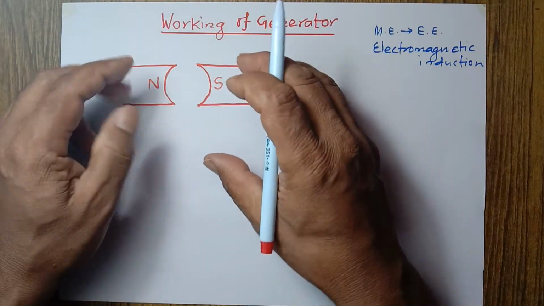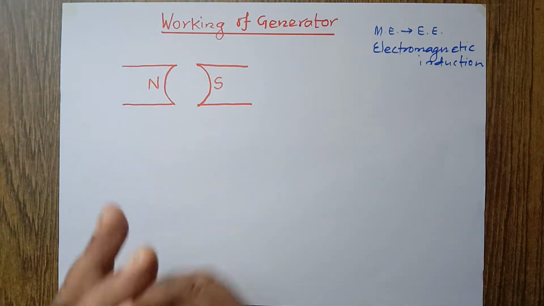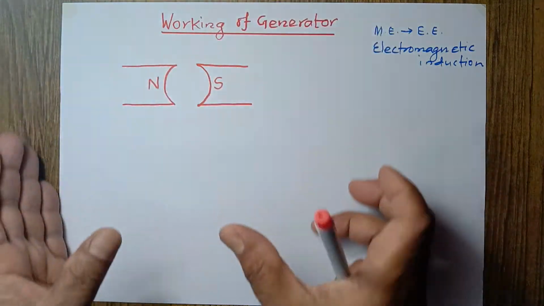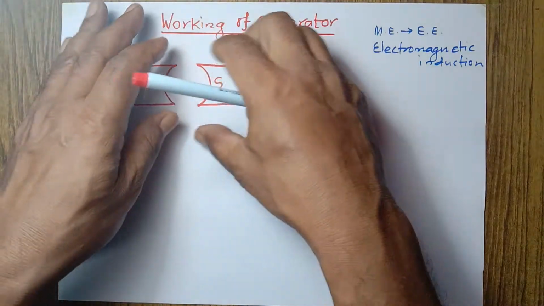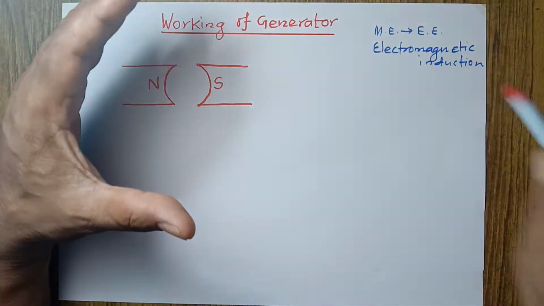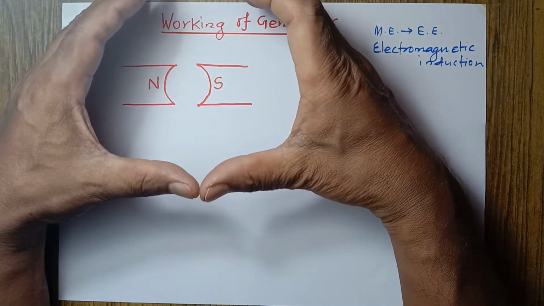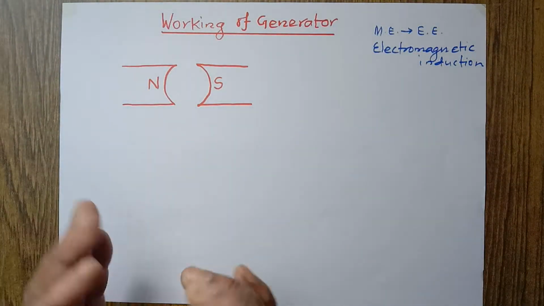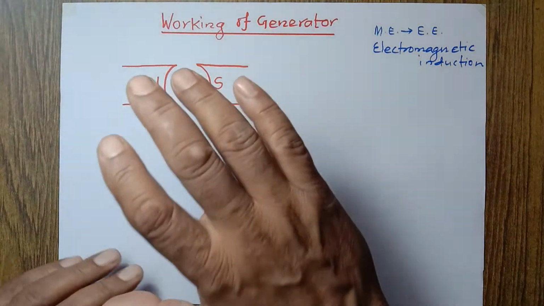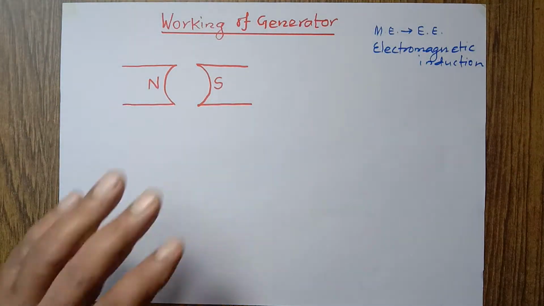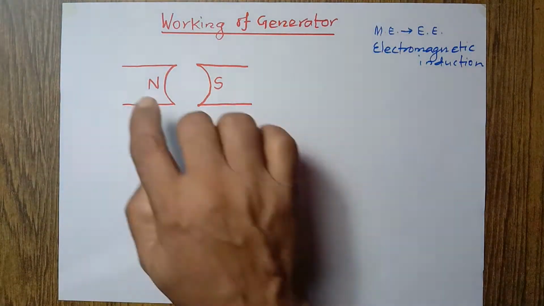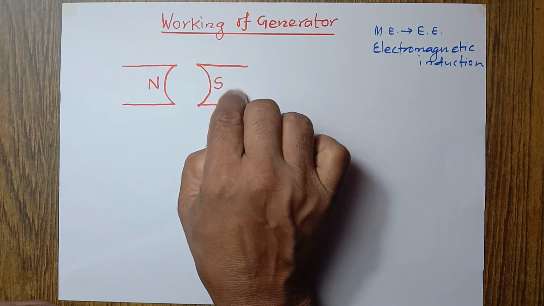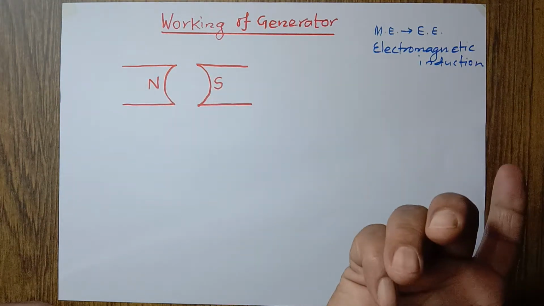The generator consists of a U-shaped magnet, U-shaped like this. When it goes down, the whole part is not shown. It is a concave-poled U-shaped magnet in which the poles are facing each other. Look at this: the north pole is facing the south pole and the south pole is facing the north pole.